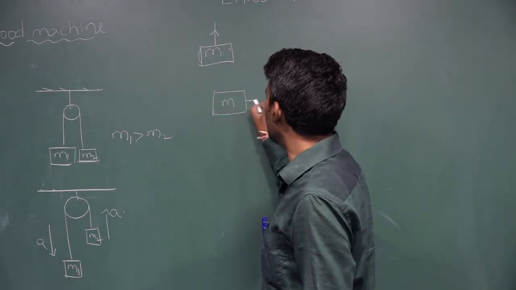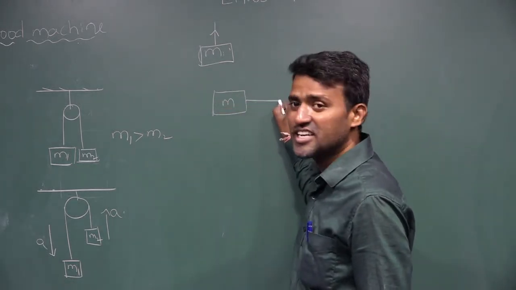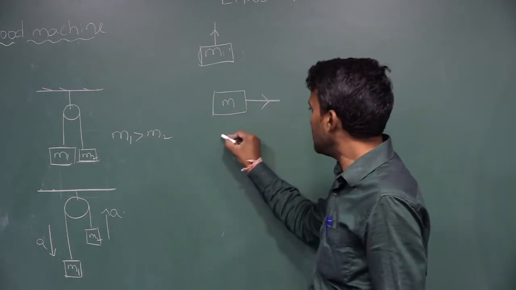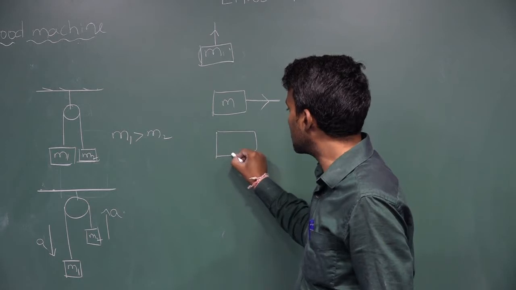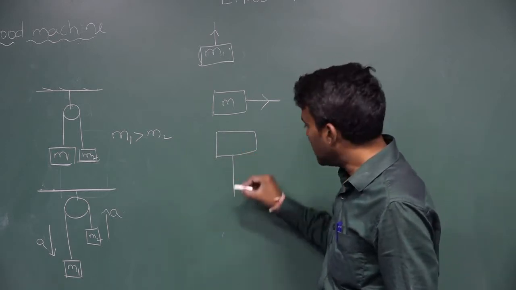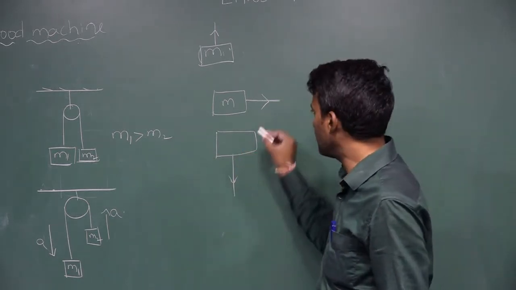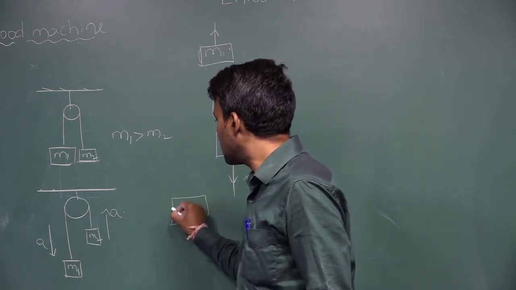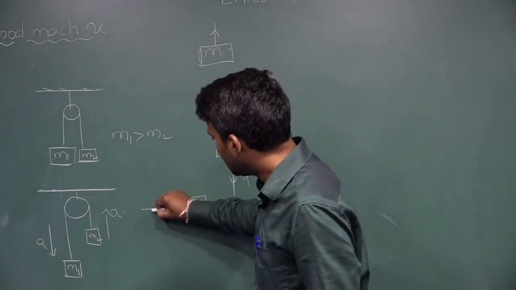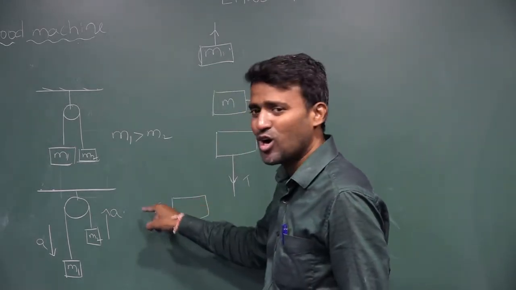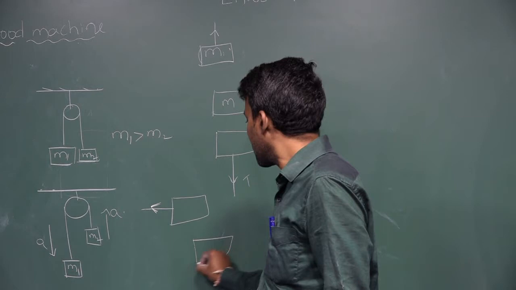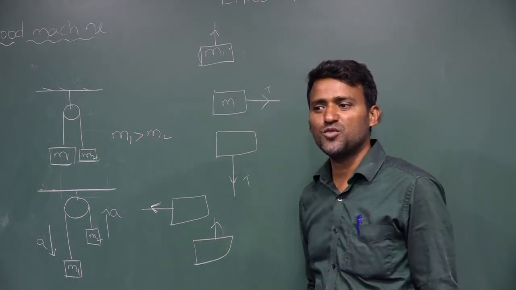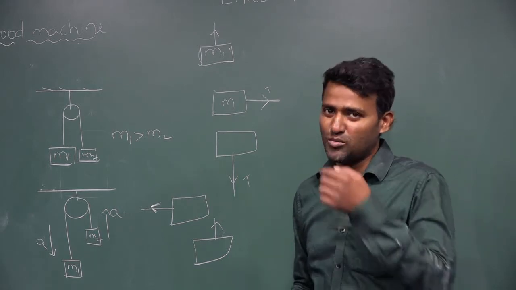This is the mass, and the tensional force. One string is connected like this. The tensional force is away from the object. If you take the object like this, with one string connected like this, it is away from the object. If the string is connected like this, it is away from the object. If I take the upward direction, it is also away from the object. Tensional force is always away from the object, isn't it?